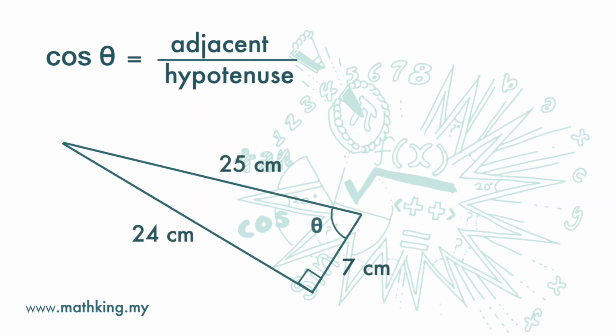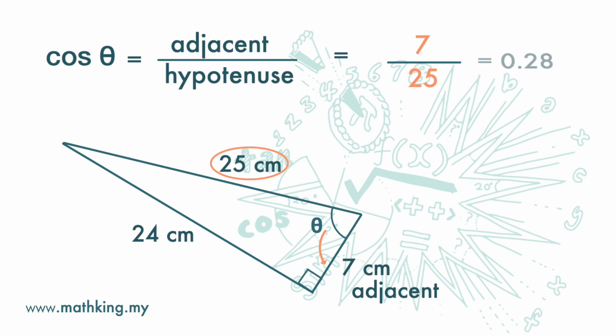Again, we want to find cos theta here. Cos is adjacent over hypotenuse. The adjacent side is 7 cm. The hypotenuse is 25 cm. So cos theta is 7 over 25, or 0.28.